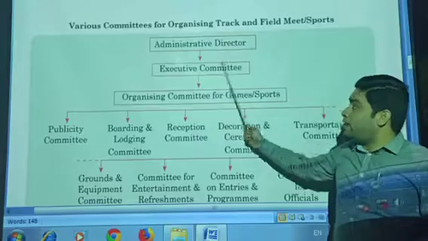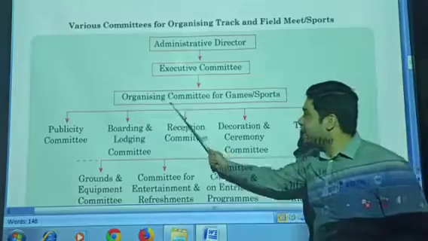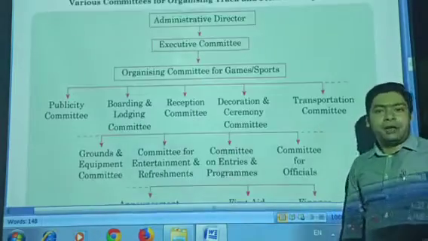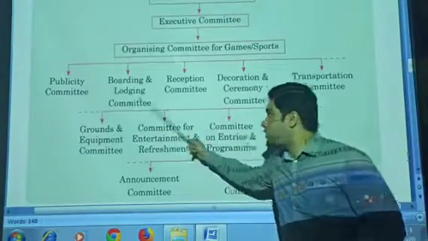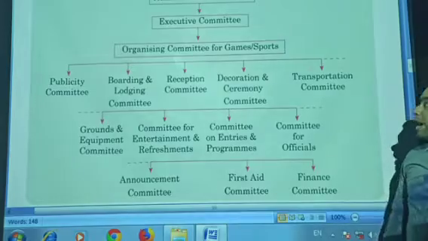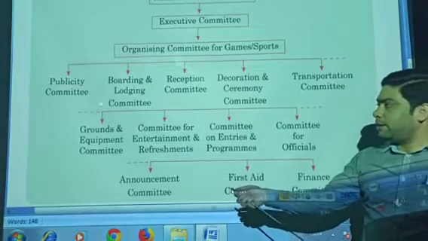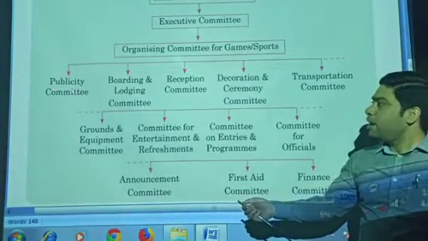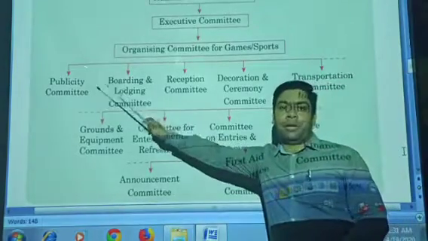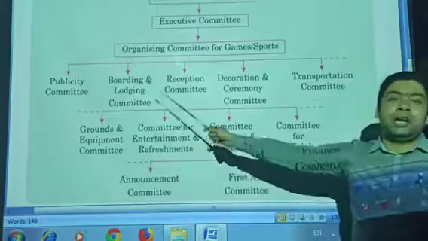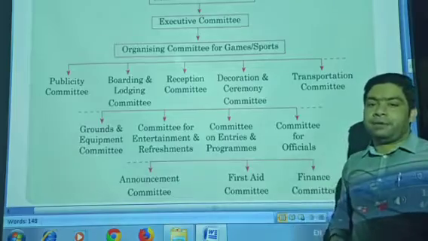After that, the executive committee maintains all the related committees. After that, the organizing committee for games and sports. Organizing committee has different parts or committees together. Five basic main committees: the first one is the publicity committee, which is responsible for publicity about the tournament, the game, the activity. Without publicity and endorsement, it is not possible to make any sports activity famous.